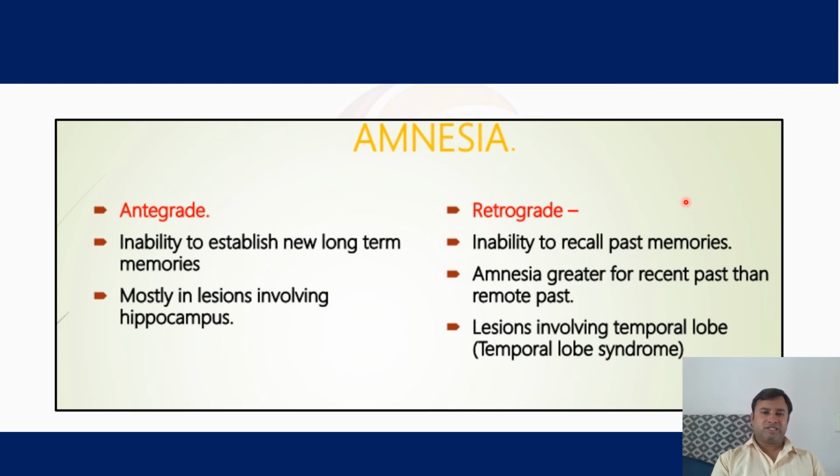There is a disease of memory called amnesia. It is of two types: one is anterograde and the second is retrograde amnesia. If we talk about anterograde amnesia, it is the inability to establish new long-term memories, and it is mostly seen in lesions involving the hippocampus. While retrograde amnesia is an inability to recall past memories. Amnesia is greater for the recent past than the remote past, and in this amnesia, the lesion involves the temporal lobe of the cerebral cortex.